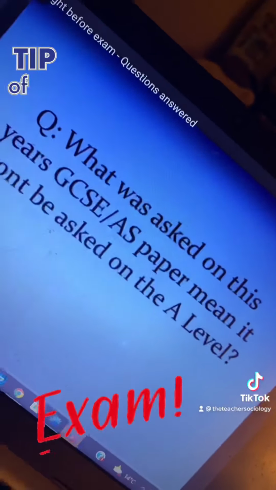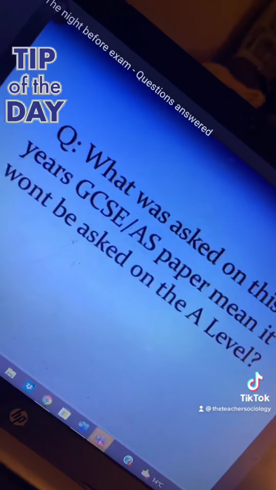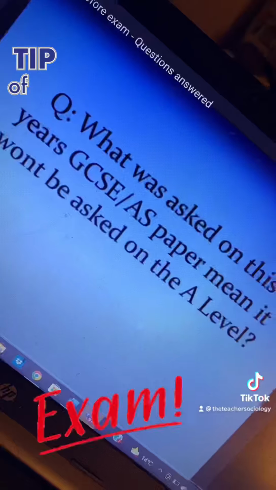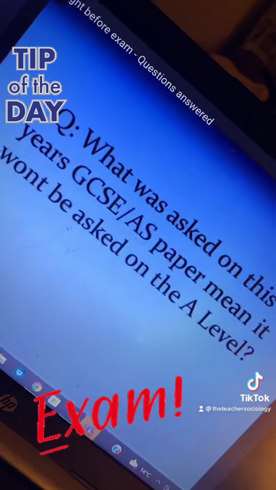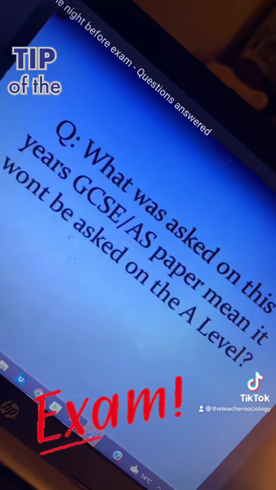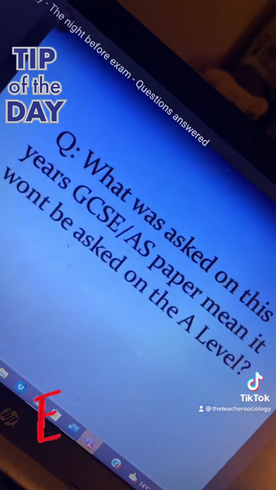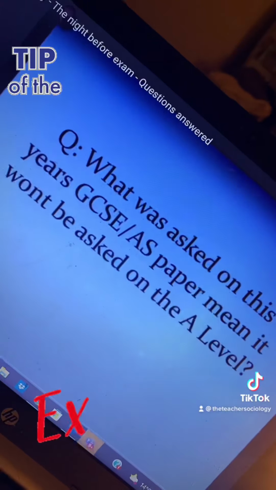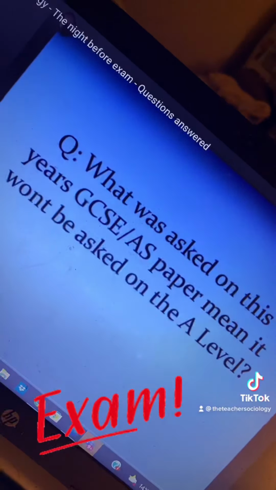If it was asked on this year's GCSE or AS paper, it means it won't be asked on the A level. Well, they are different qualifications. They are written by different people. So they might, or might not, have the same content on it, especially from that policies question, because it has been mentioned as advanced information. So they could have a very similar angle on it, or it might have something totally different.